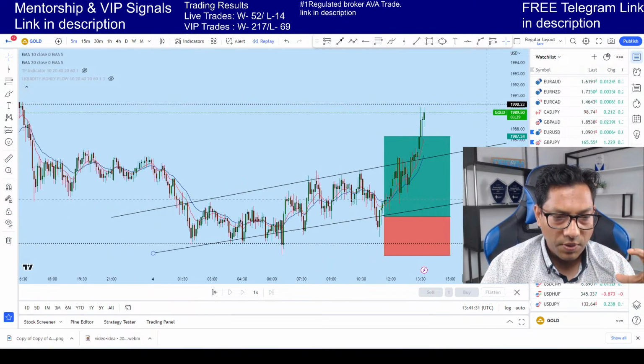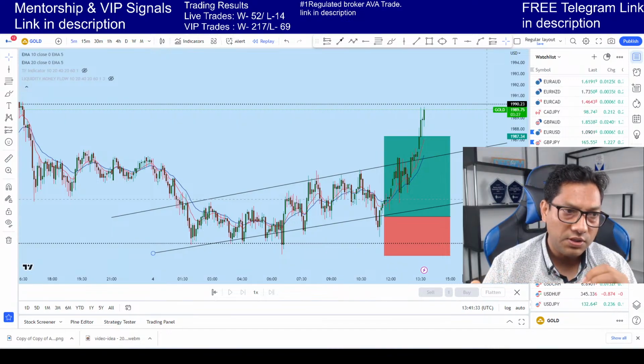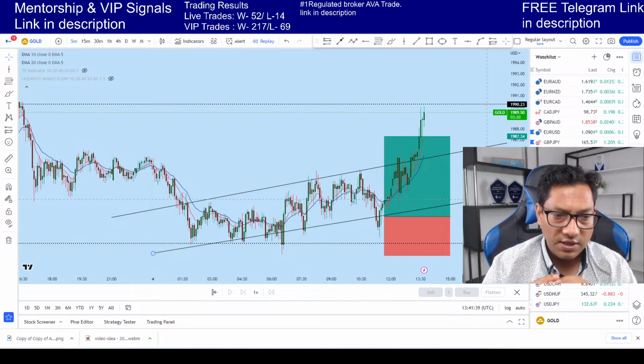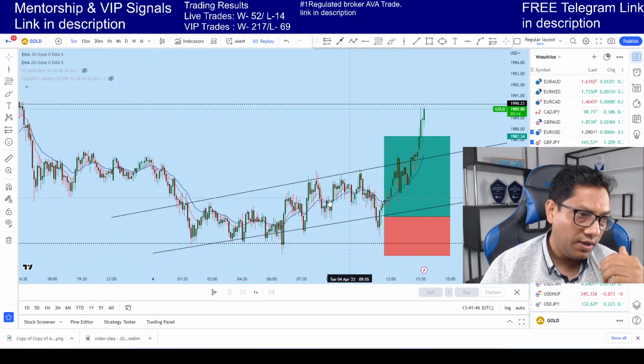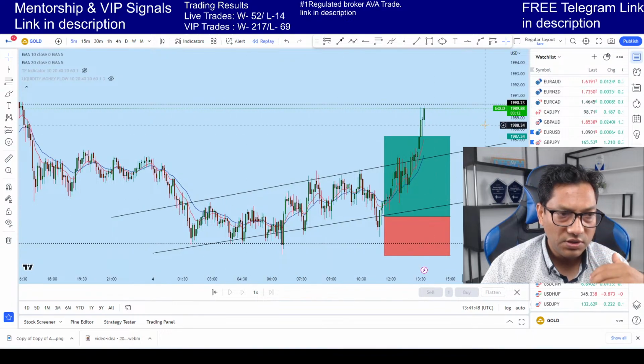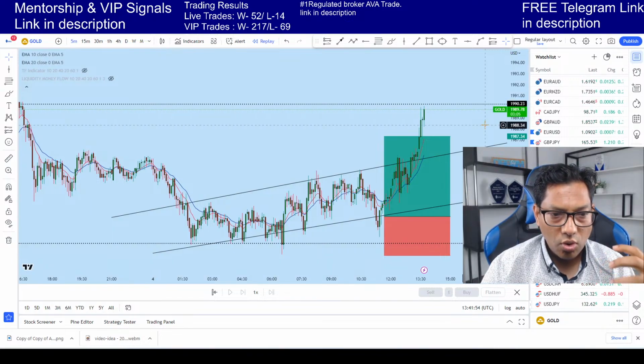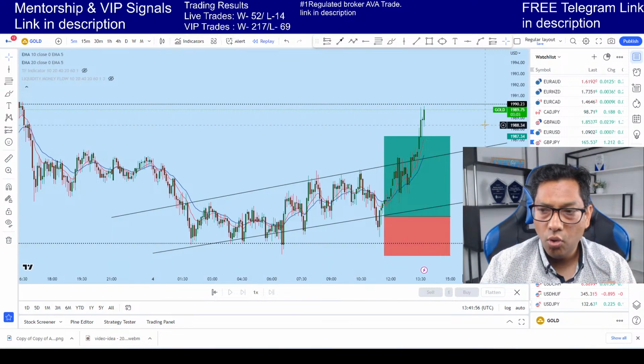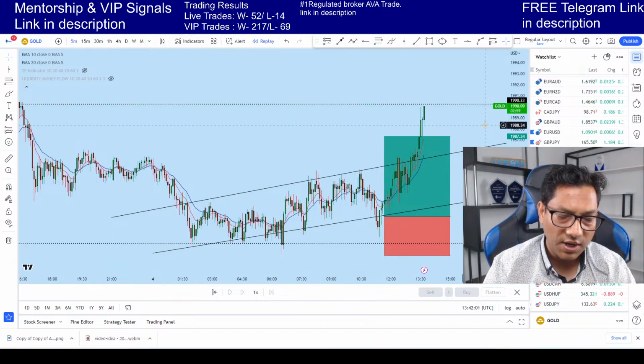So trade with a proper strategy. You can use RSI, MACD, stochastic, whatever you want, but the point is: don't rely only on an indicator. Combine it. For example, I use these moving averages and combine them with price action, because when you combine, you have more people on your board. That is the key point, right?